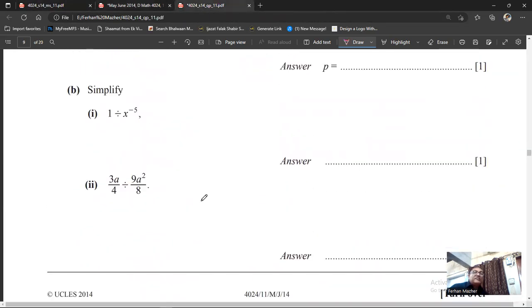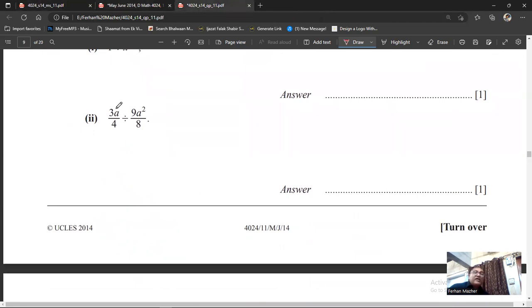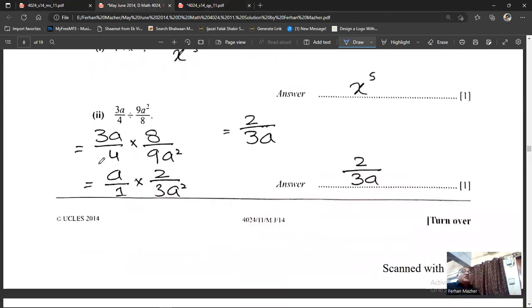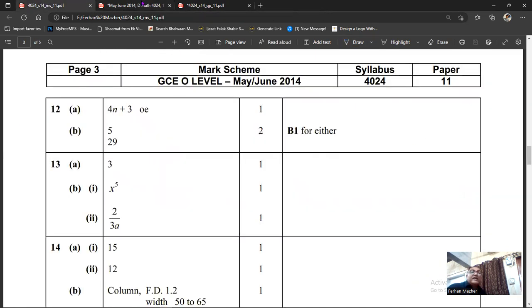Question number 13, it's B part, second portion. 3a by 4 divided by 9a square by 8. Very simple. 3a by 4 multiply, flip this fraction because I converted the divide sign into a multiplication sign. So it will be 8 by 9a square. So 3 3s are, 4 2s are. So a by 1 into 2 by 3a square. It will become 2 divided by 3a. This a and a square will be cancelled. So you have 2 by 3a. So that is the answer: 2 by 3a is the right answer, sir.